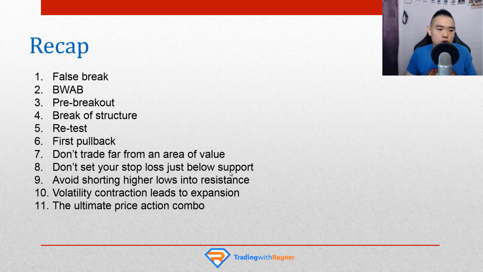Number 8, don't set your stop loss just below support, because it's prone to stop hunting. Number 9, you want to avoid shorting higher lows into resistance or buying when you have a series of lower highs into support, because these levels are likely to break. Number 10, volatility contraction leads to expansion. You can see that I have difficulty pronouncing the word volatility. Contraction leads to expansion, and when you want to find favorable risk to reward trades, it's during low volatility market conditions. And finally, we spoke about the ultimate price action combo, how to have multiple plans of attack and not be a one-trick pony.